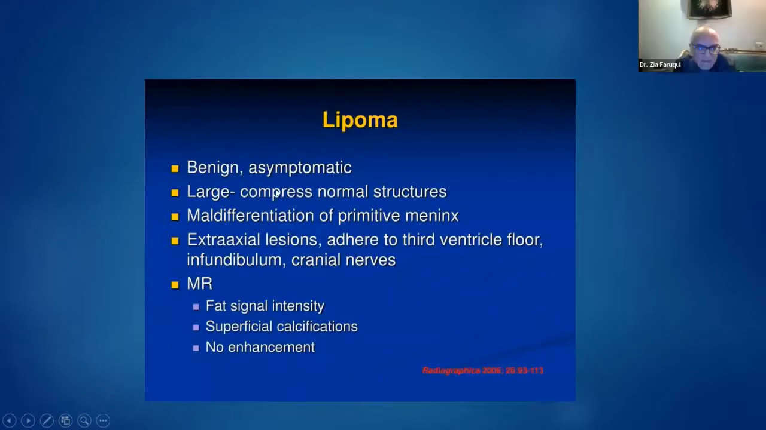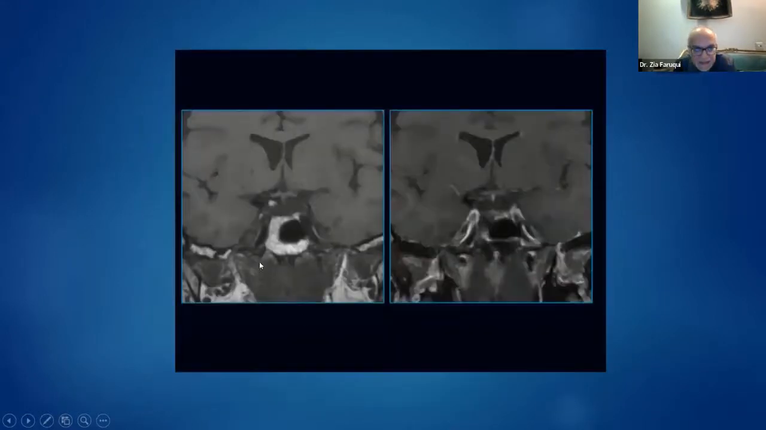Lipomas, again, very uncommon, benign, asymptomatic. If they're large, they can compress structures. Again, as we said, on T1 these are white. And this is a case in point. This is a small meningioma on the right side in the suprasellar area. This is a post-contrast fat suppressed T1 weighted image. You can see that this lesion has disappeared on the fat suppression and there's no enhancement at all. And this really can't be anything else. So this is a little lipoma, which is an incidental finding.